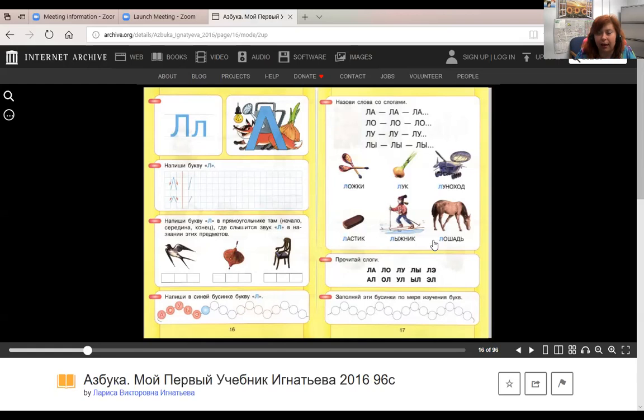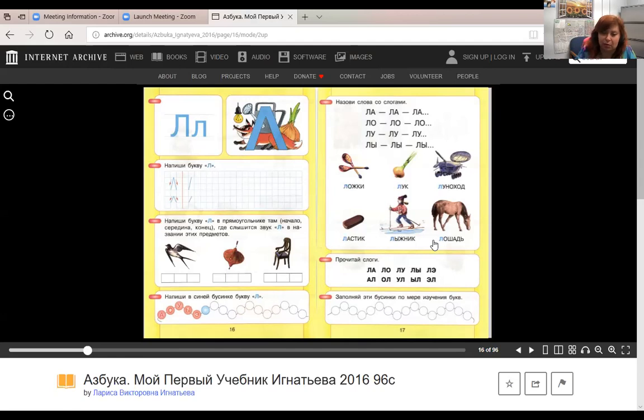La, L-A means la. La, la, la at the top of this right page. Page 17 at the top. L-O, lo, lo, lo. Lu, lu, lu, L-U. And L-E is li, li, li. And how you make it is that you say L and immediately move your tongue back and say E. Li, li, li.